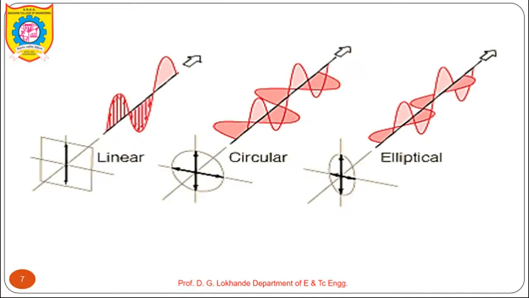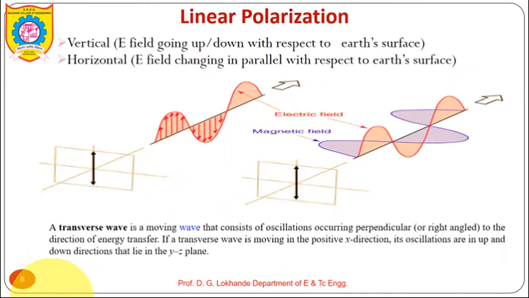Now one by one we need to observe. These are the linear polarization, where the electric field is upward and downward with respect to the axis, and the movement of the electric field takes place upward and downward. Whereas in circular polarization, the electric field is moving in either a clockwise or an anti-clockwise direction. Similarly, in elliptical, we also get the electric field clockwise or anti-clockwise. Now linear polarization.